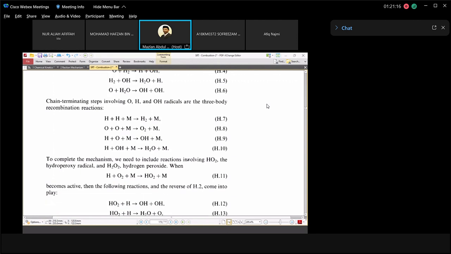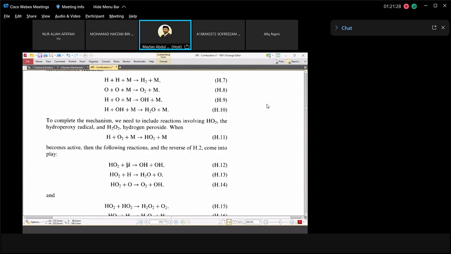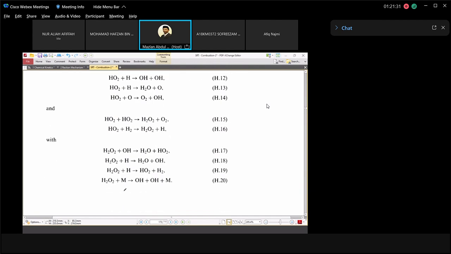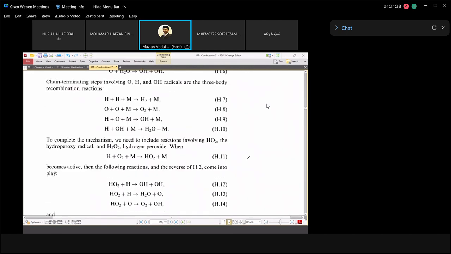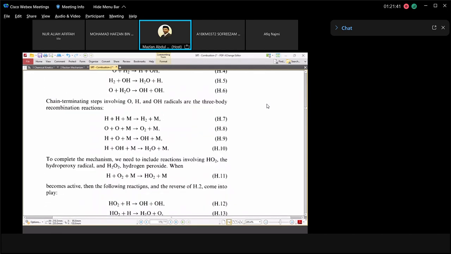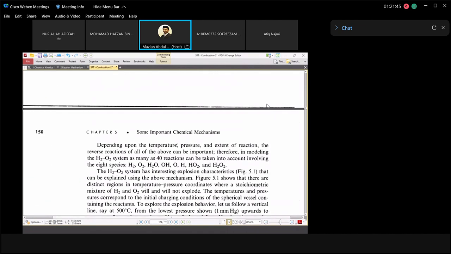And we need to include reactions involving HO2, the hydroperoxyl radical, and hydrogen peroxide. And then it becomes active, and the following reactions, reverse H2, come into play. Here, and then here, until 20 elementary reactions. So how many species are there? You can check yourself. Depending upon temperature, pressure, and extent of reaction, the reverse reaction of all the above can be important.